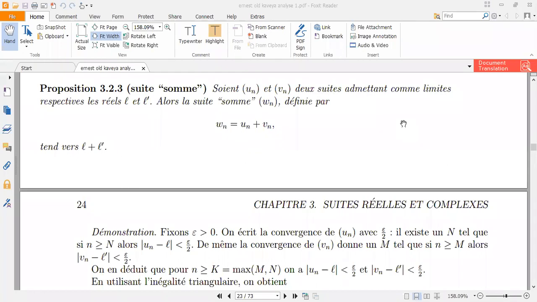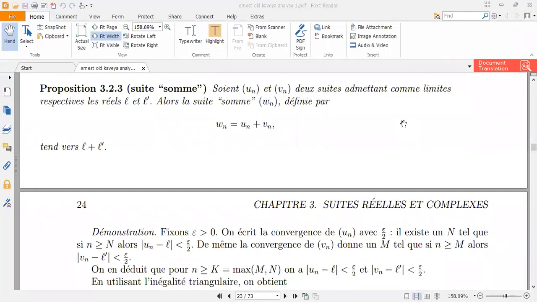Knowing that each sequence has got a particular limit, the limit of the sequence Un is L, whilst the limit for the sequence Vn is L prime. Meaning that the limit of Wn is going to be L plus L prime, basically, when you look at it under limits.